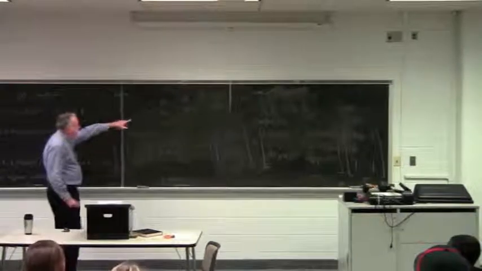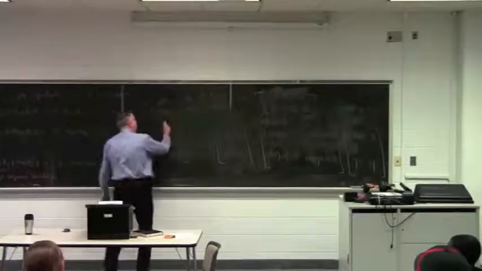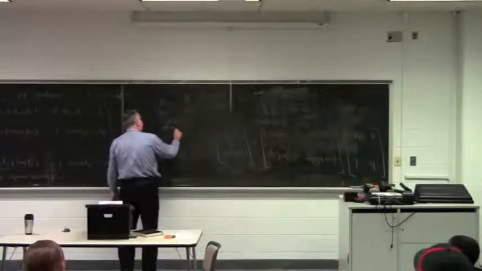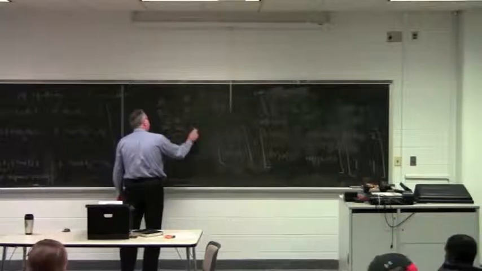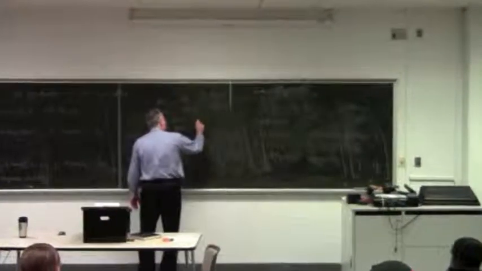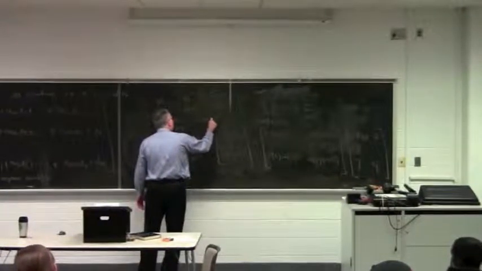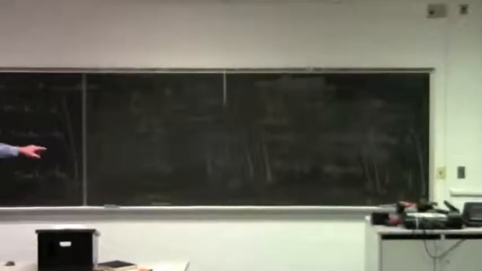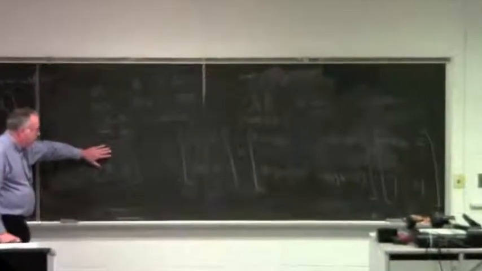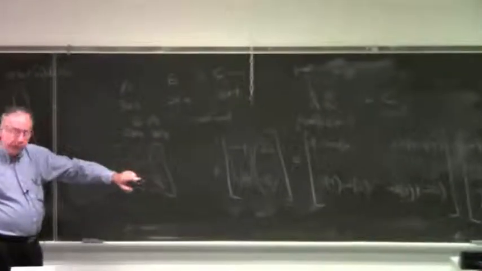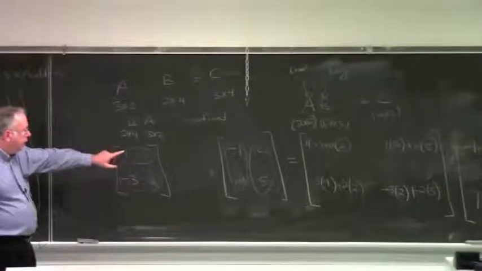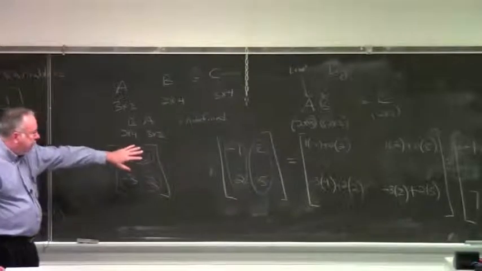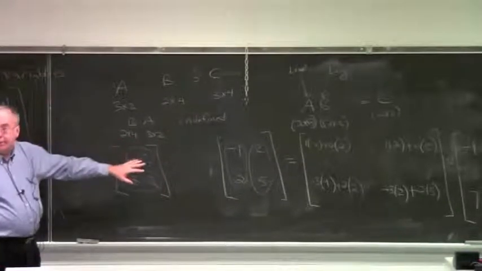A times B is a 3 by 4, but what is B times A? Undefined. It's not even defined. You can't even multiply it. Furthermore, in general, even if it is defined, A times B is not generally equal to B times A.